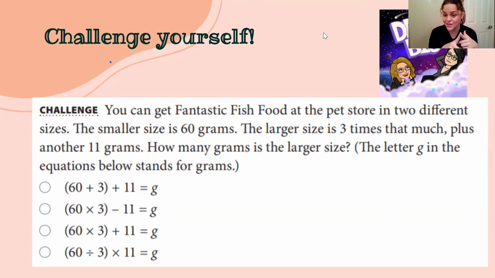So we have 60 plus 3 plus 11 equals G. Second one, 60 times 3 minus 11 equals G. Third one, 60 times 3 plus 11 equals G. And our last one, 60 divided by 3 times 11 equals G. Have fun solving this problem.